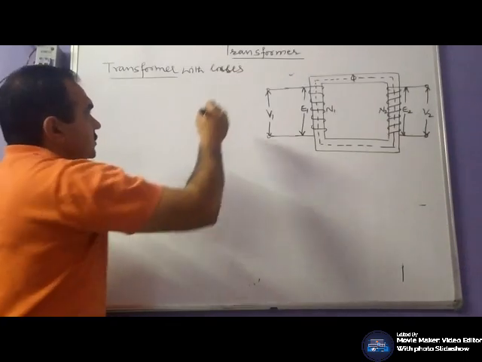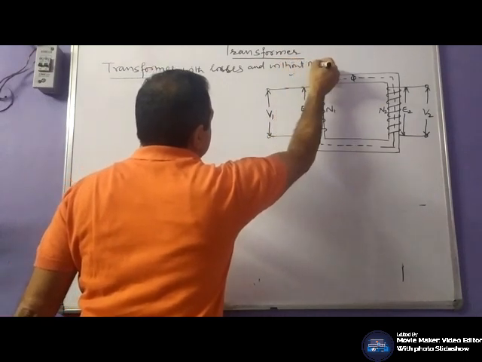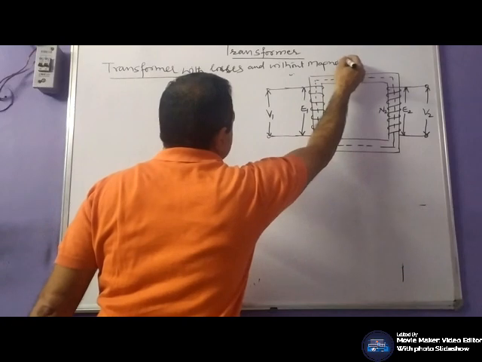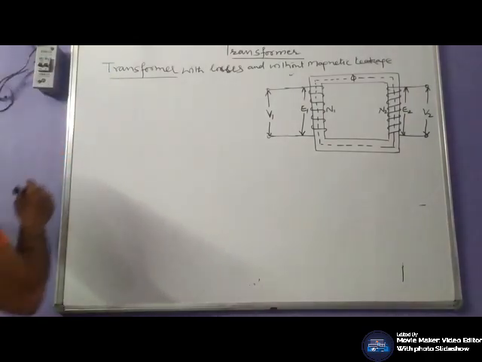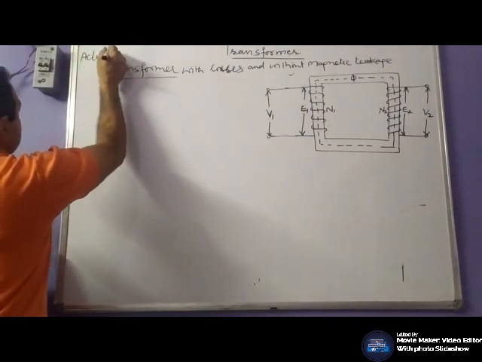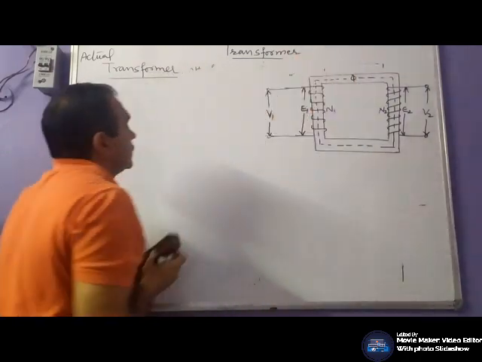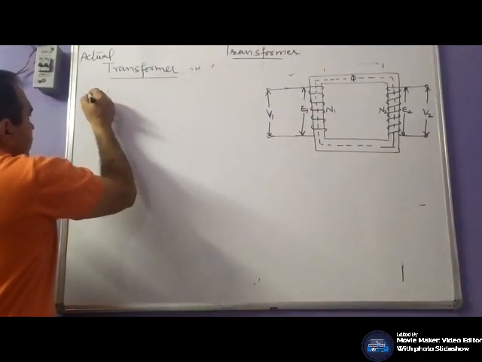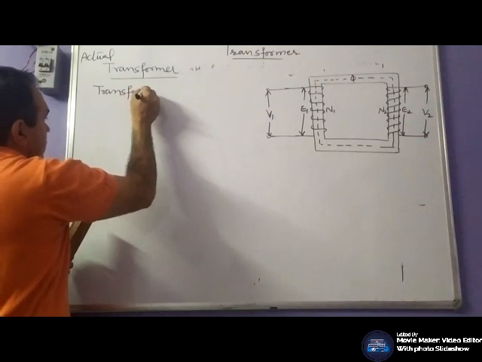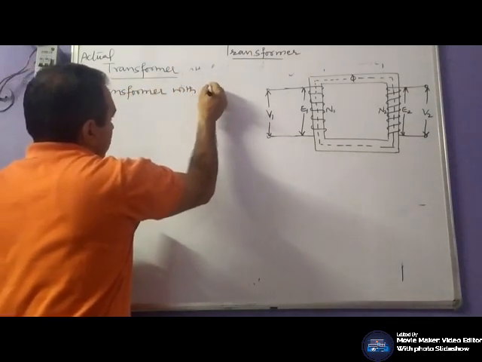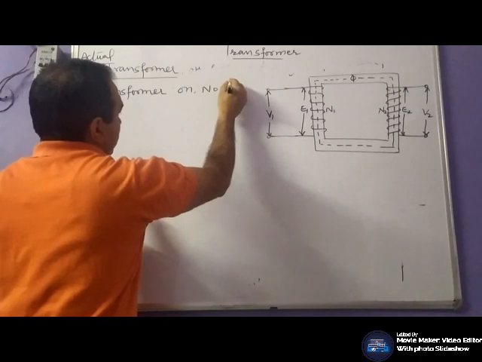Transformer with your core losses and without magnetic leakage, or actual transformer. So we will start with the transformer on no load.